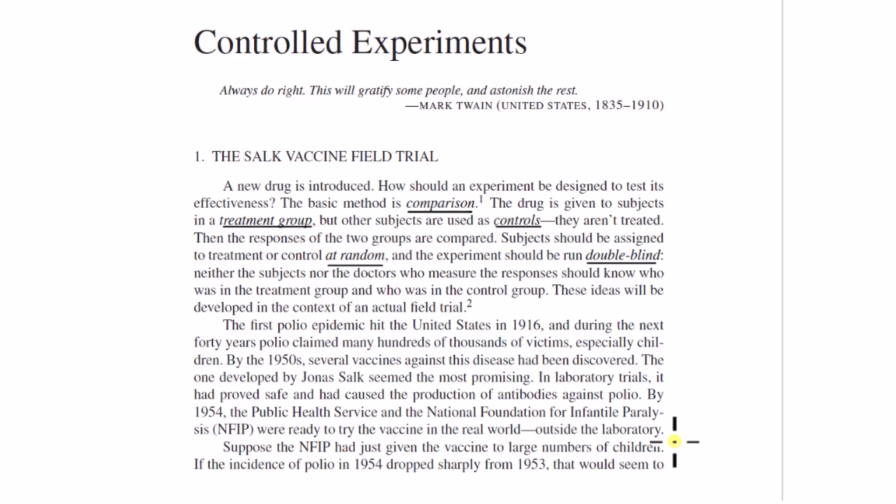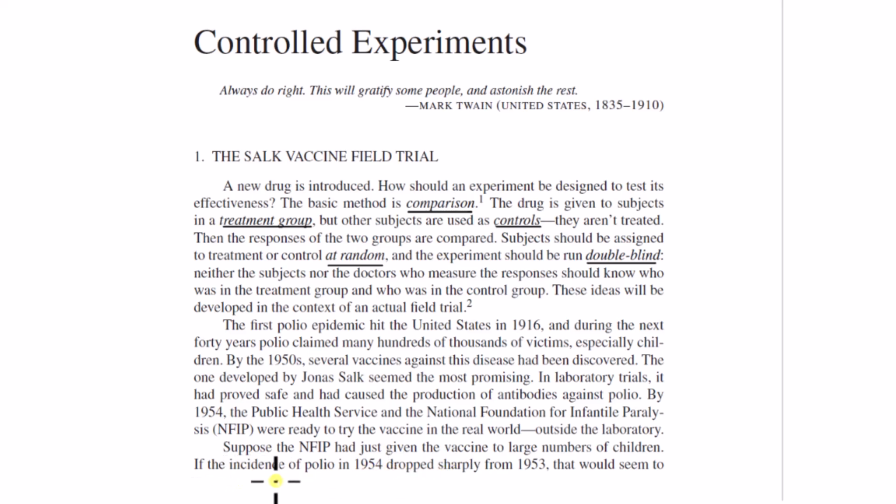Okay, so the polio epidemic started in 1916. Hundreds of thousands died, especially children. The Salk vaccine came out in the early 1950s. Laboratory tests showed that it was really promising, but they needed to test it in the real world outside the lab. So the first thing you can think about is, why didn't they just administer the vaccine to a large number of children and see if it worked, right?